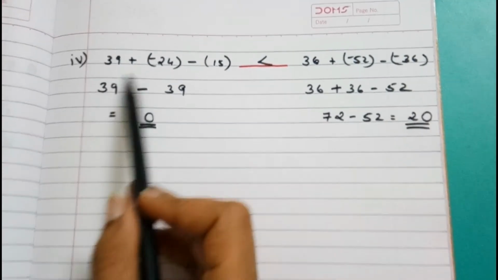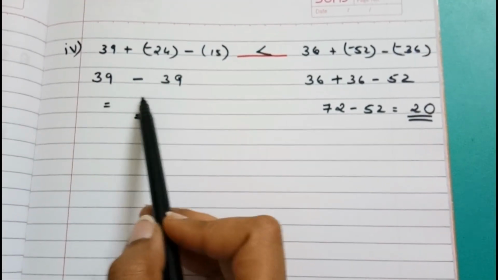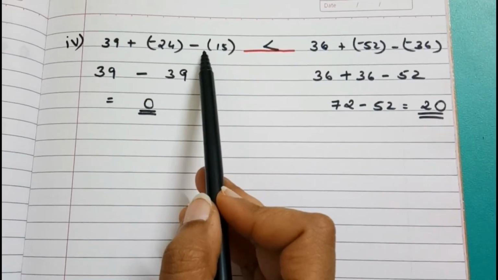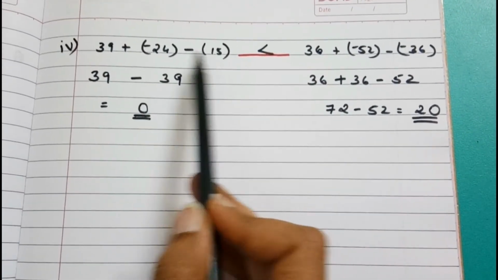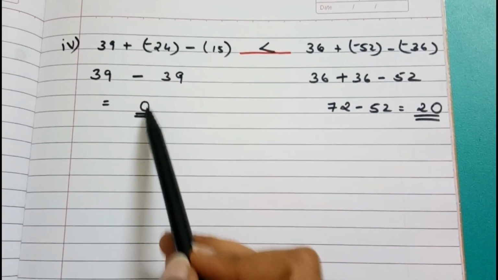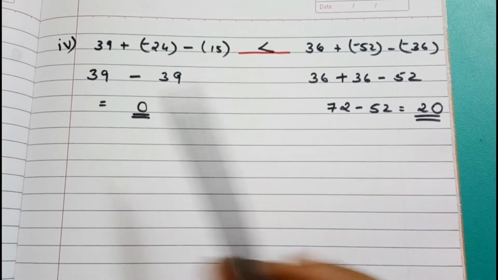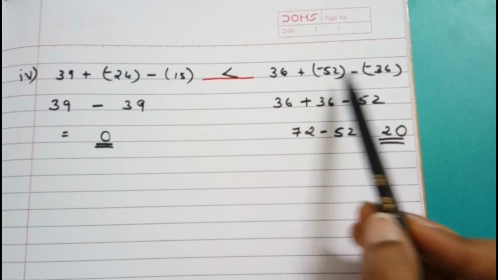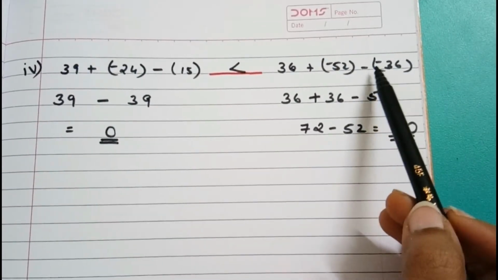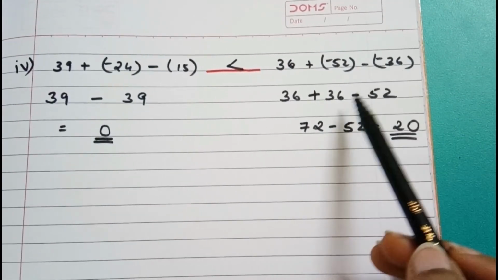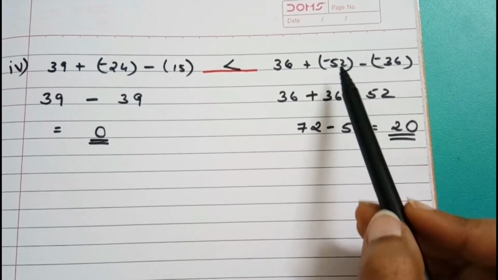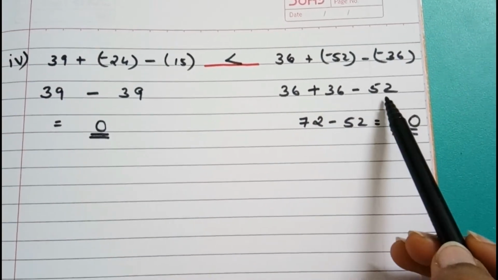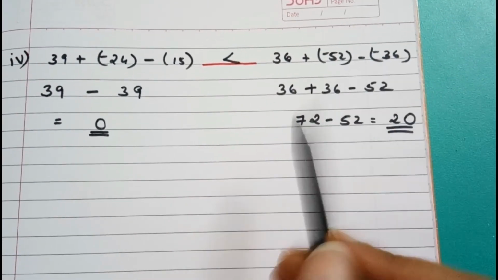Yeah, this is 39 minus 39, which is 0. Why minus 39? Because these two had negative signs. So we added those two and put a negative sign here and the result was 0. Here what we did, 36 plus minus 52 minus minus 36. So since these two were minus, we added those two and this minus and plus, which is minus again. That's why we brought this minus 52 over here.